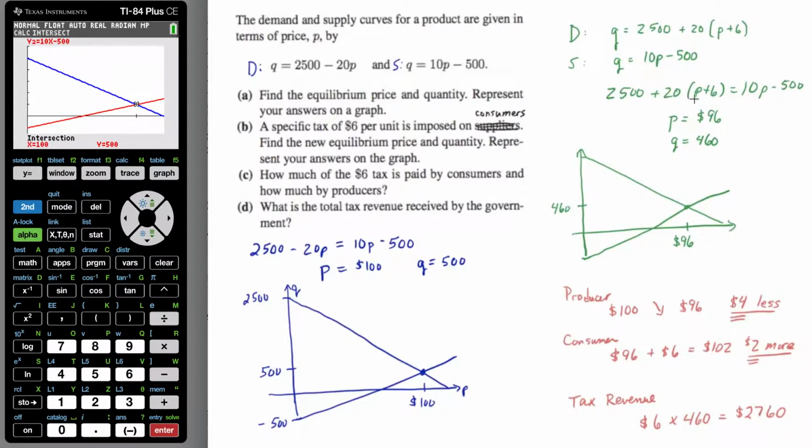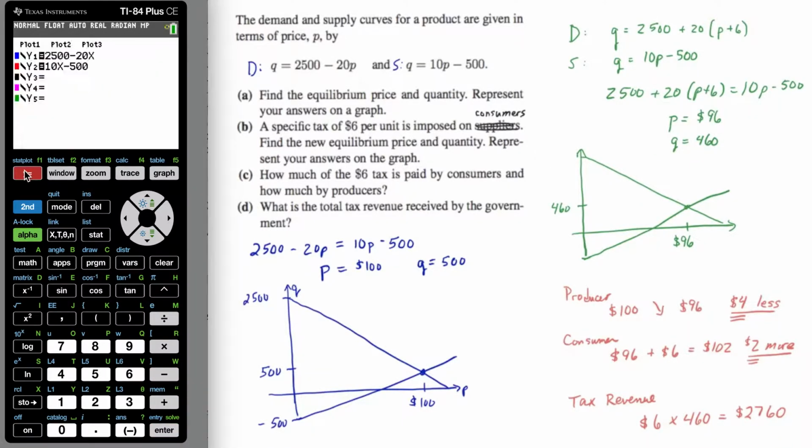I could simply set these two equal, solve for P. The new price would be $96. The new quantity would be 460 units. So in the calculator, I could press y equals and then take the demand function and edit it. And so it would be 20 times X, the price, plus the tax, $6.